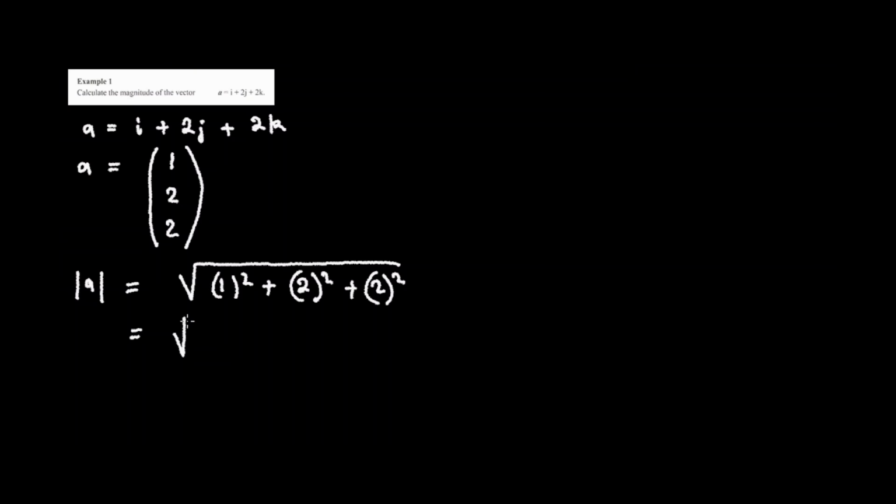So we have written A in column form, and we are finding the magnitude of A, which is just going to be 1 squared plus 2 squared plus 2 squared. This is equal to the square root of 1 plus 4 plus 4, which is the square root of 9. So our answer is 3. It's quite easy. It's quite straightforward and easy. Okay, let us do another question.